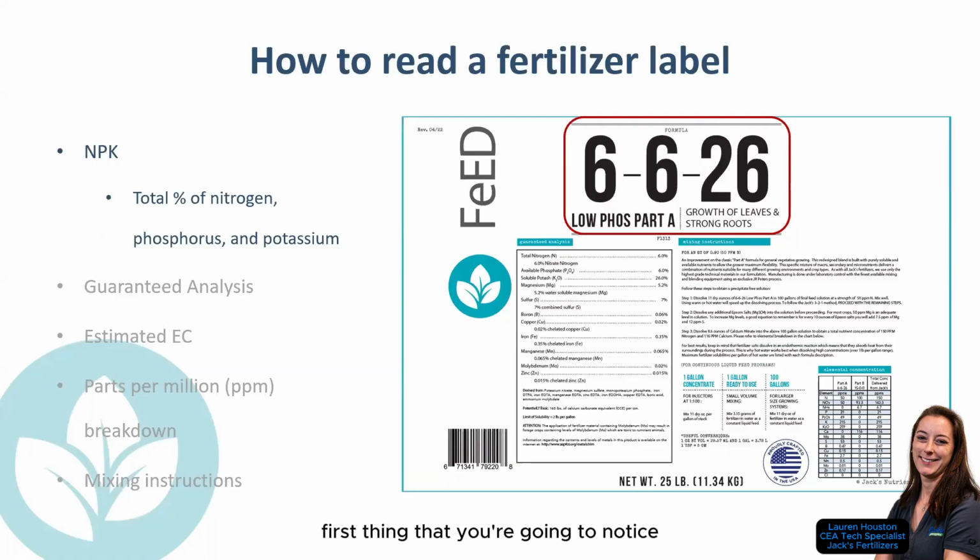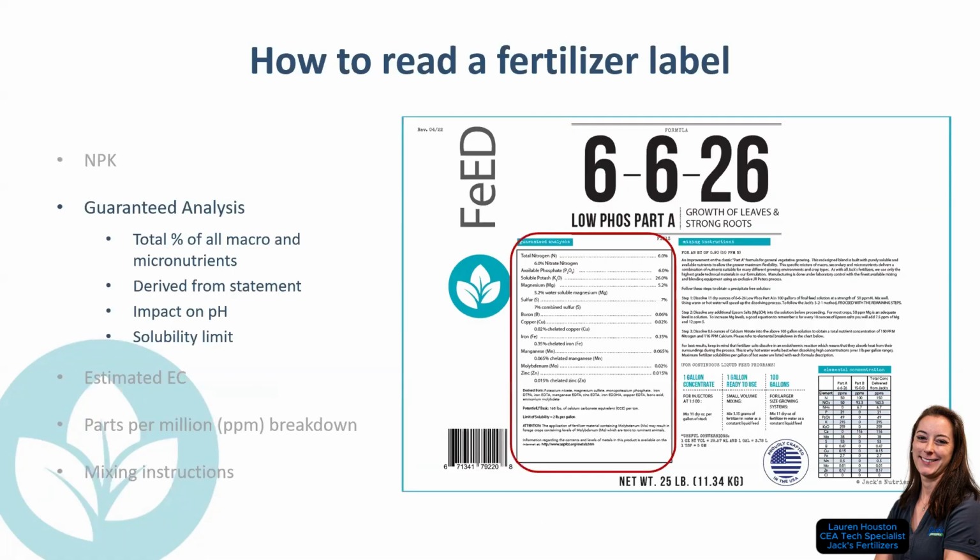So the biggest first thing that you're going to notice on a fertilizer label is those big 3 numbers up at the top. Most fertilizers are going to have these. The big 3 numbers are the total percentage of nitrogen, phosphorus, and potassium in that particular fertilizer formula. The label I've chosen to use as an example is a fertilizer I have recommended to many of you in the past. It's our 6626 low phosphorus part A. So, for example, on this particular label, this formula contains 6% nitrogen, 6% phosphorus, and 26% potassium.